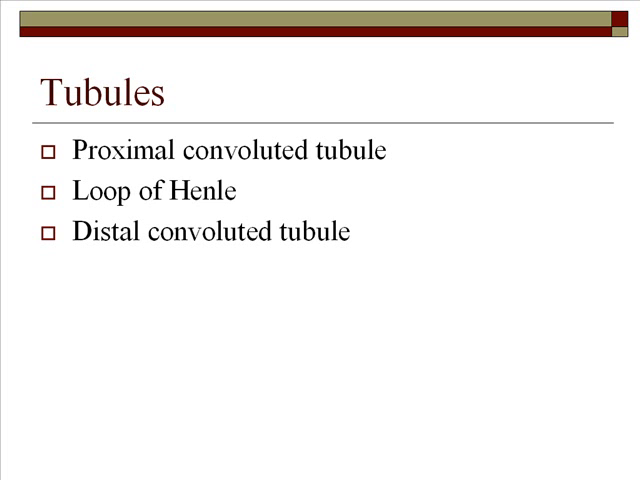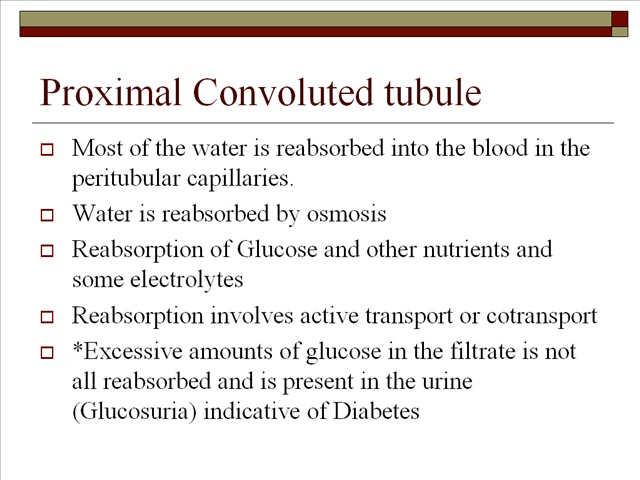Now, the tubules themselves of the kidneys are broken up into three parts. There are proximal convoluted tubules. There is a structure referred to as the loop of Henle that I believe I have on the illustration coming up, and there is a distal convoluted tubule as well. And each of these tubules has a particular function. You'll need to appreciate what each of the functions of each of these aspects of the collecting system involve.